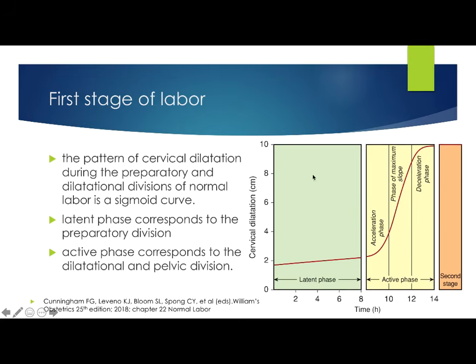As you can see again in this picture, the pattern of cervical dilatation during the preparatory and dilatational divisions of normal labor assumes an S-shaped pattern or a sigmoid curve. There are two phases of cervical dilatation, the latent phase and the active phase. Friedman further subdivided the active phase into the acceleration phase, the phase of maximum slope, and the deceleration phase. The latent phase corresponds to the preparatory division, while the active phase corresponds to the dilatational and pelvic division.